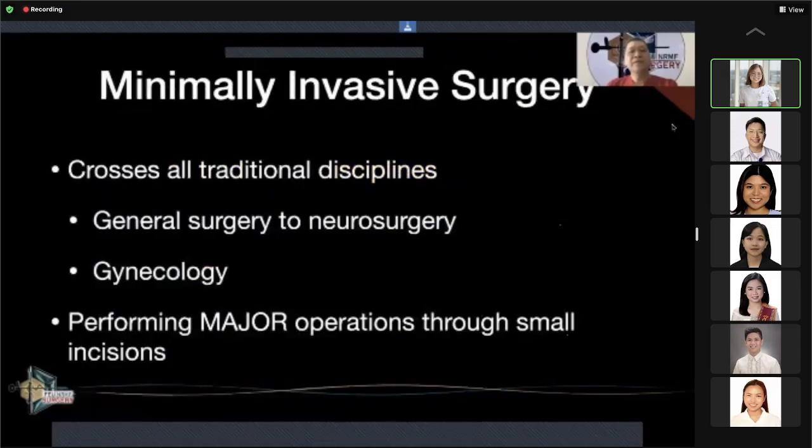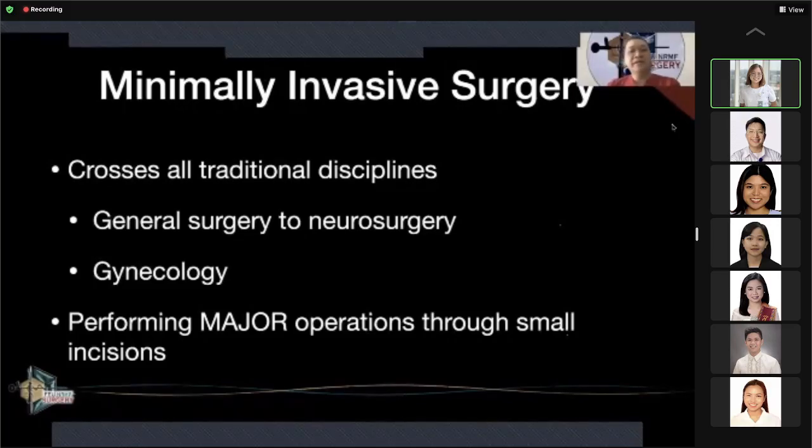So minimally invasive surgery is not only used in surgery. It crosses the major surgical or clinical departments, from general surgery, neurosurgery, gynecology, thoracic surgery, uro. All the subspecialty uses this minimally invasive surgery and performing major operations through those small incisions.